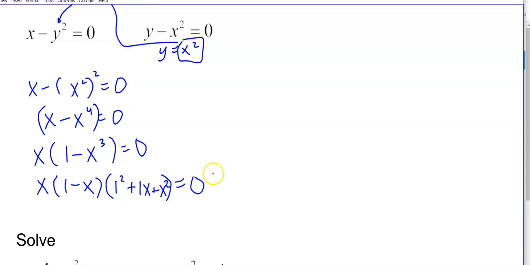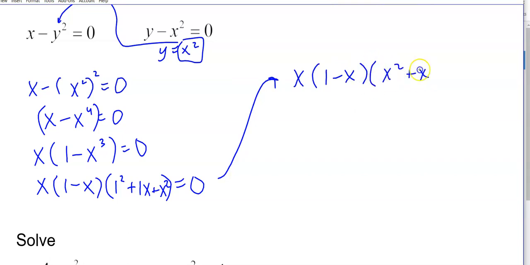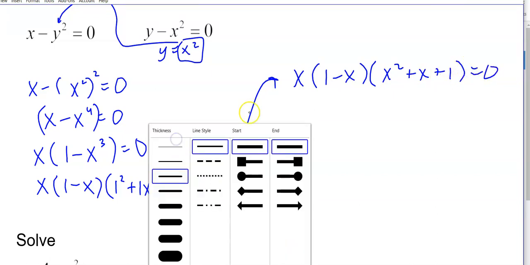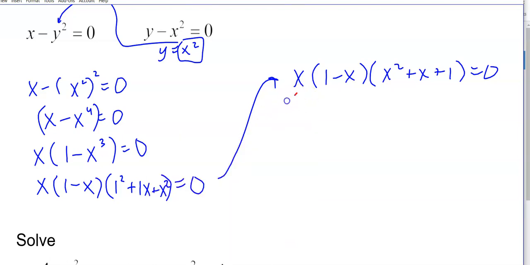Okay, so I'm just going to rewrite this over here and solve it. So I get x times 1 minus x times, I rewrite this in a different order, x squared plus x plus 1 equals 0. So my solutions here depend on whether they're asking for real solutions or not. x equals 0 is the solution for this one. Set that equal to 0, so 1 minus x equals 0. So x equals 1 is the solution for this one.